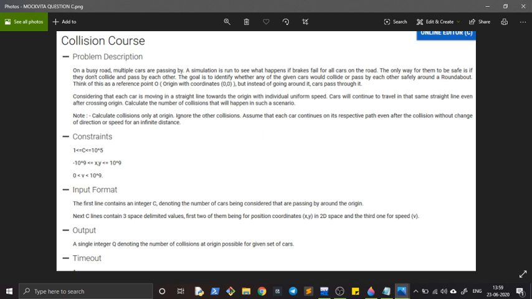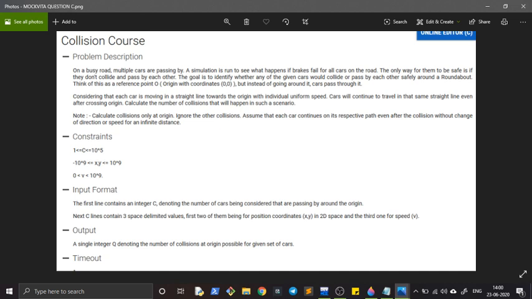Firstly, the question name is collision course, and let me first read out the problem statement for you. On a busy road, multiple cars are passing by. A simulation is run to see what happens if brakes fail for all the cars on the road. The only way for them to be safe is if they don't collide and pass by each other. The goal is to identify whether any of the given cars would collide or pass by each other safely around a roundabout. The roundabout is a reference point O, which is origin having the coordinate 0, 0. But instead of going around it, cars pass through it.